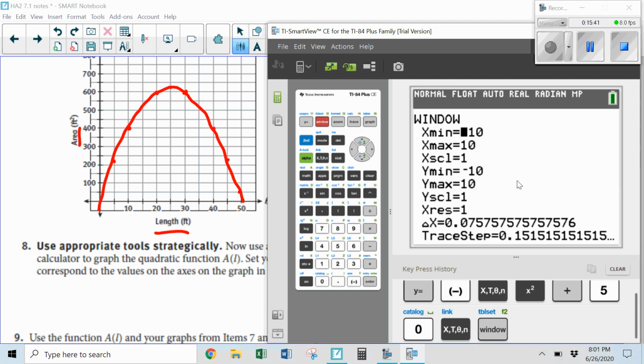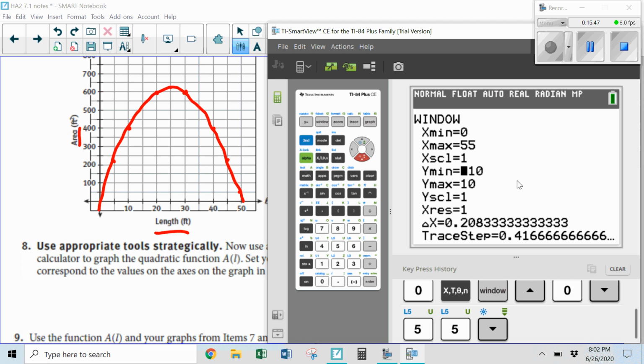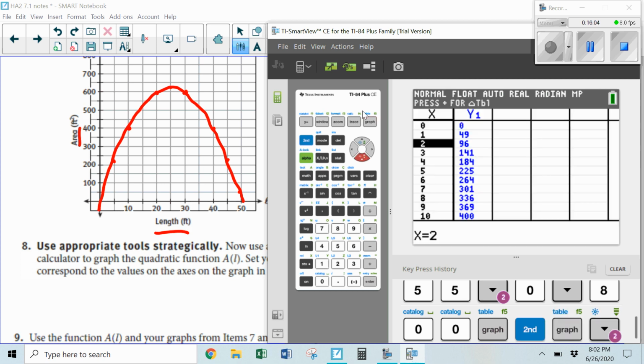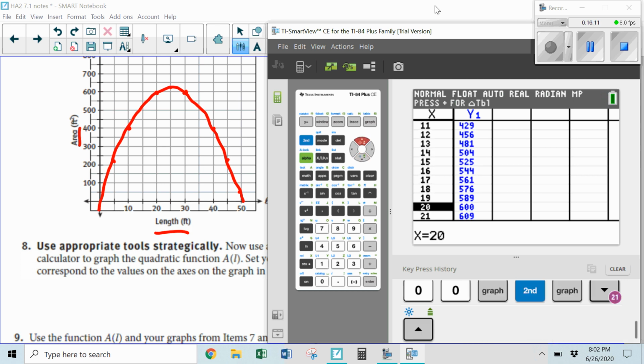Then for my window, if you take a look, your x-axis goes from 0 to about 50. You can go a little bit farther if you want, so I'm going to go 0 to 55. And the y-axis goes from 0 up to about 800. Again, these are just estimates, so you can see somewhat of a window. And there we go. That looks like what we have. You can also hit second table to look at some values. Now, my table only goes up by 1. There's a way to fix that, but you could at least check some values.